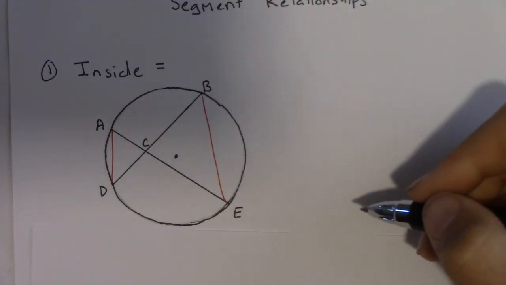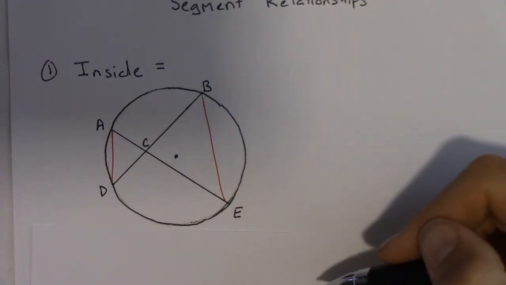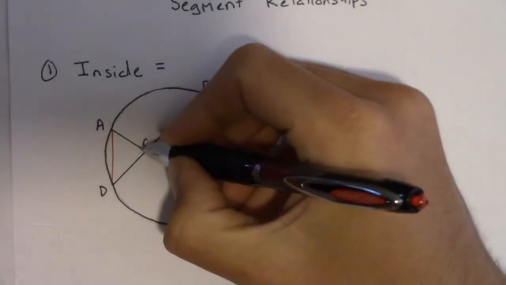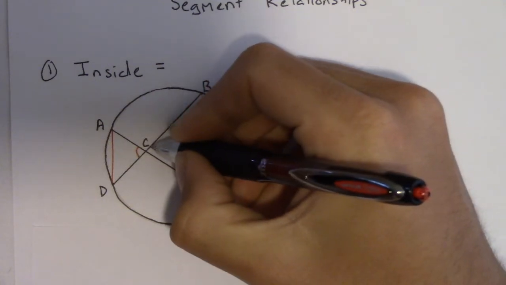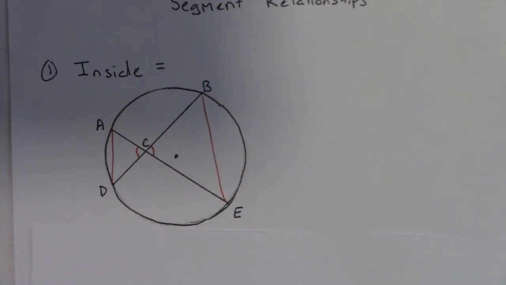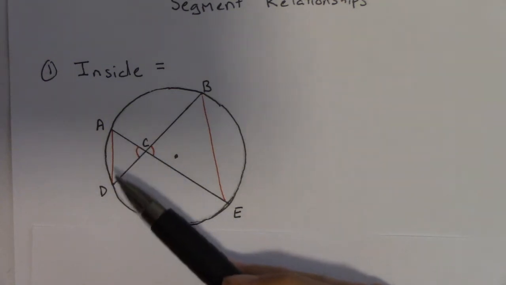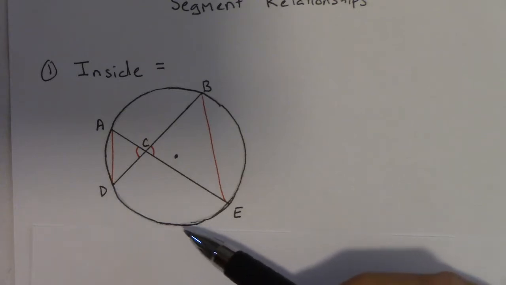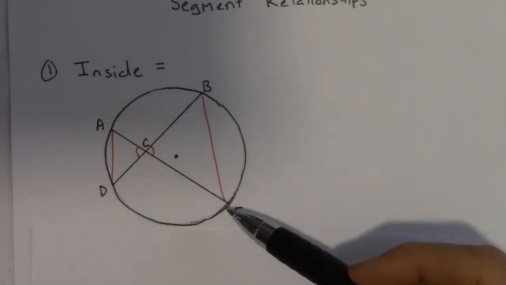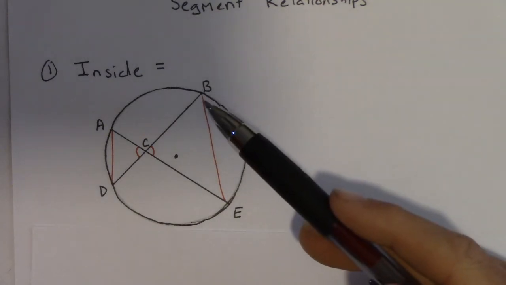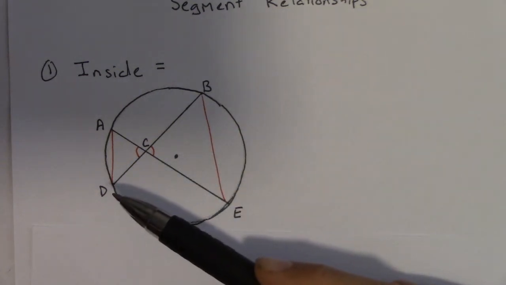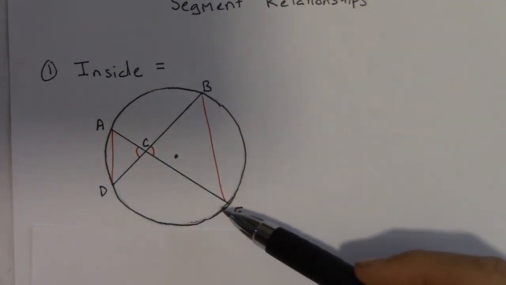Here's what I want you to think about. I know some of these angles are the same. Specifically, I know that these 2 must be the same because they're vertical angles, and I don't think anyone would object to that. But there's another detail. Consider angle A. I know that angle A is going to have intercepted arc D to E. Okay. I also know that angle B is going to have intercepted arc D to E.